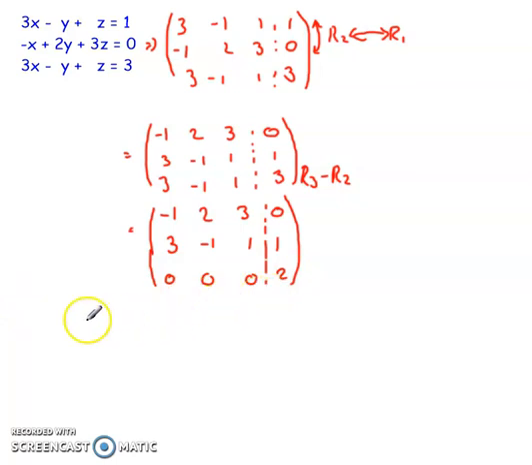This bottom row here implies that 0 equals 2, which cannot happen. So because of that, it's an inconsistent system of equations, which means that there's no set solution, whether it's a single solution or an infinite amount of solutions, that will satisfy these three linear equations. So that's the interpretation. It's an inconsistent system of equations, there are no solutions to it.